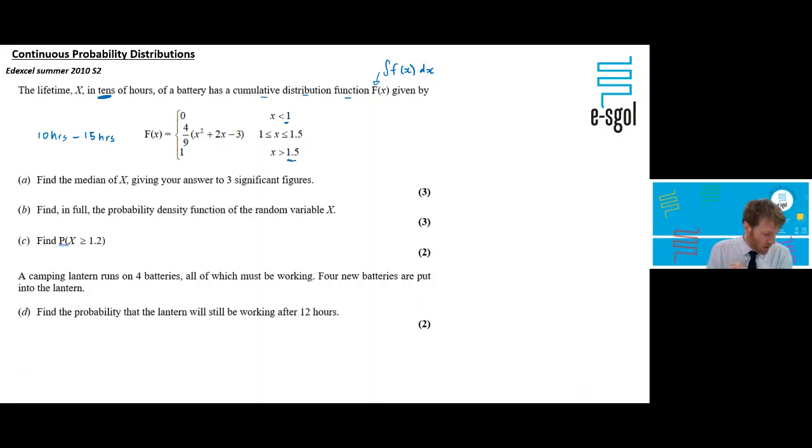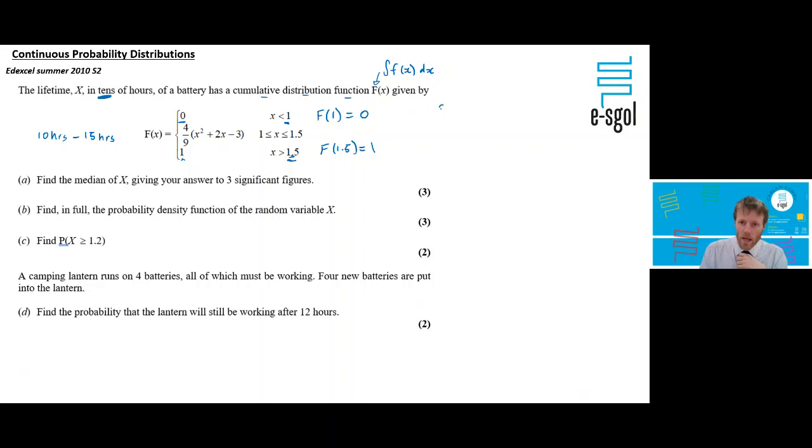So none of them are lasting more than 15 hours. Now, if you put a 1 into this function, that tells me the area up to this point should equal 0. If you put 1.5 into this function, that tells you the area up to that point is 1, which is that number there.